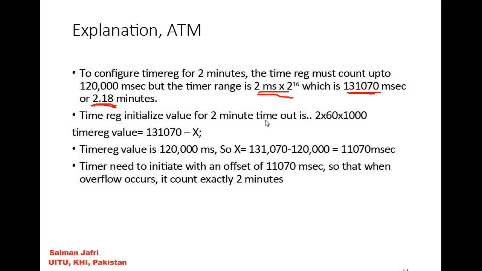But we have to initialize for 2 minutes, which is 2 into 60 into 1000. So now the time register value is 131070 minus this 120,000, which comes out to be 11070. So if we initialize the time register with this value, when the time register would overflow, exactly 2 minutes would have passed. So this is the idea.